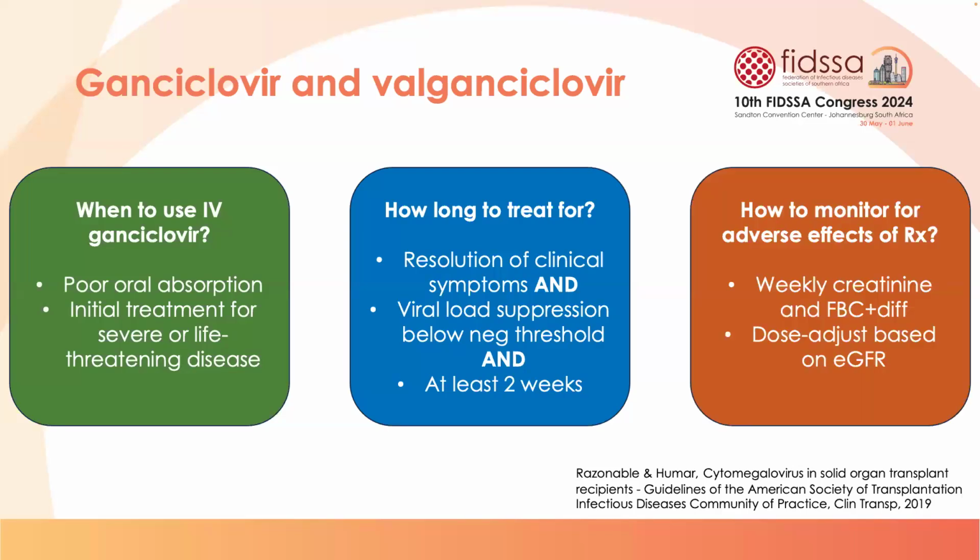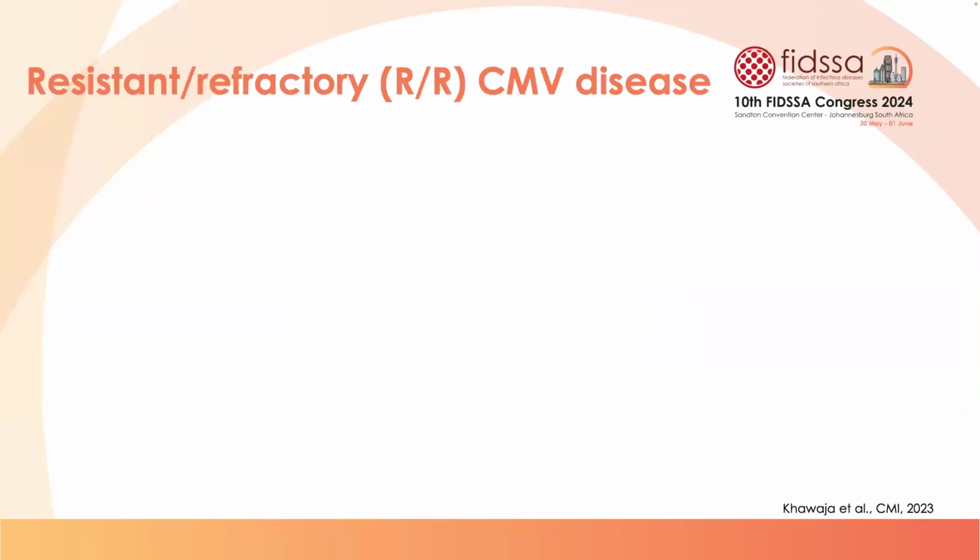How do you monitor? Well, because of valganciclovir and ganciclovir's myelosuppressive effects, you'd obviously want to check a FBC and differential, as well as check a creatinine at least weekly. If patients are at particular risk, you may want to do it more frequently, and then dose adjust your drug based on the findings.